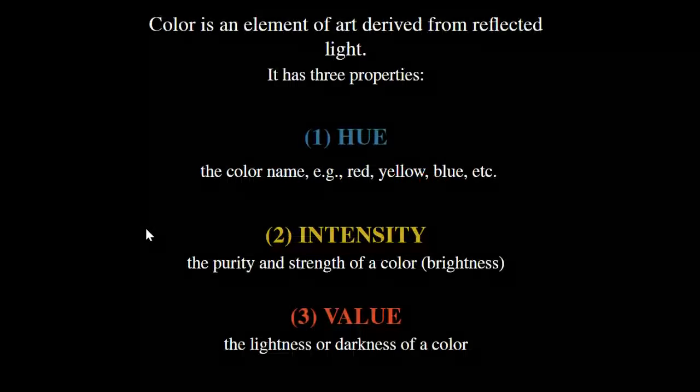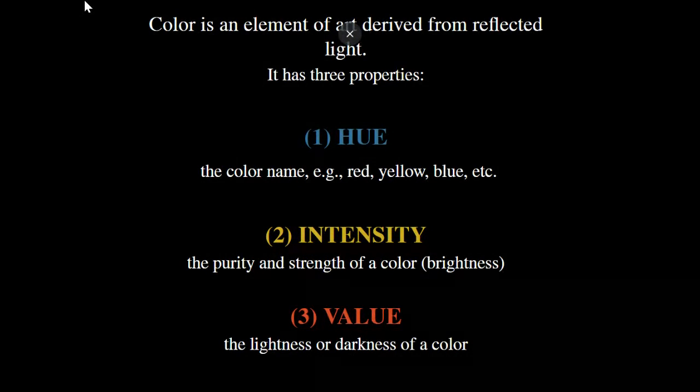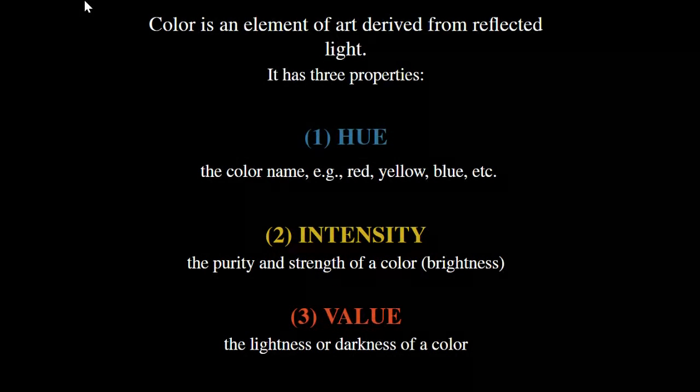So I think this is the first definition. What is color on your worksheet? So if you want to write this down, color is an element of art derived from reflected light. The first fill in the blank on your worksheet: an element of art derived from reflected light.